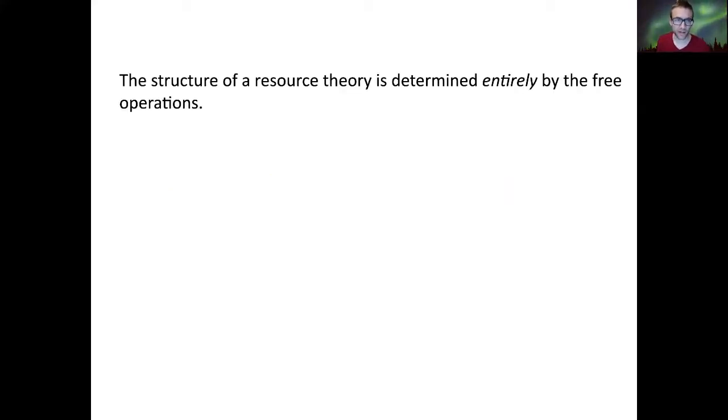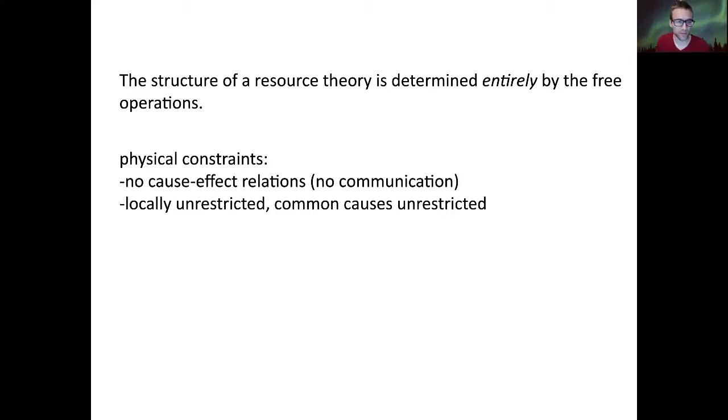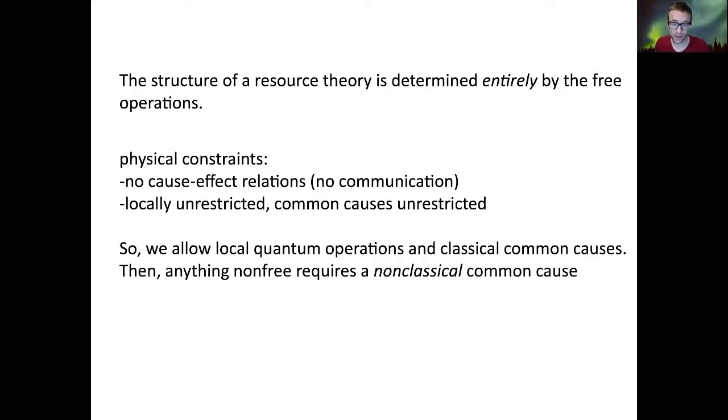So those are the types of resources. They're all different types. And I want to subsume them all into a single resource theory. So I'll call it the type-independent resource theory. And we need to determine the set of free operations, because the structure of a resource theory is entirely determined by these free operations. How do you choose your free operations? Well, you look at the physical constraints in the scenario that you're trying to study, which here were pretty clear. We said there are no cause-effect relationships between the parties, so there's no communication between them. They're locally unrestricted, and we haven't restricted their common causes. So if we allow the local quantum operations and the classical common causes for free, then it follows that anything which is non-free must require a non-classical common cause. So that's the idea here.